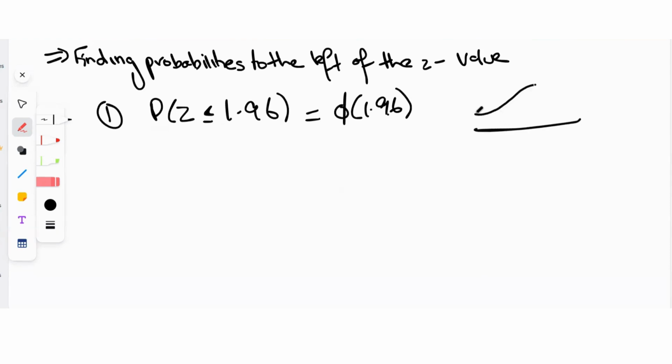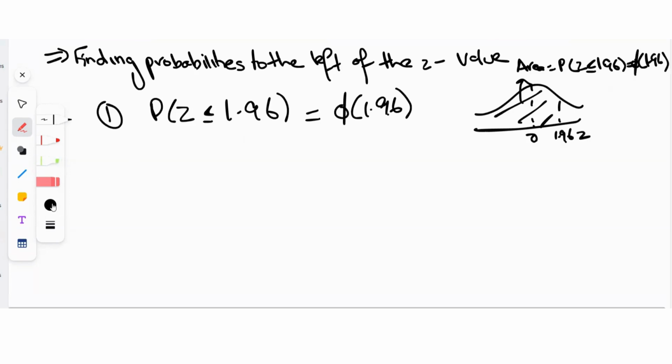If I just plot this and see graphically how this is, we know this is the CDF of a normal random variable, which in this case is centered and symmetric about the mean. And then 1.96 is somewhere here. So this area is what we want, right? This area is the probability Z is less than or equal to 1.96. Now this we can directly read from the table.